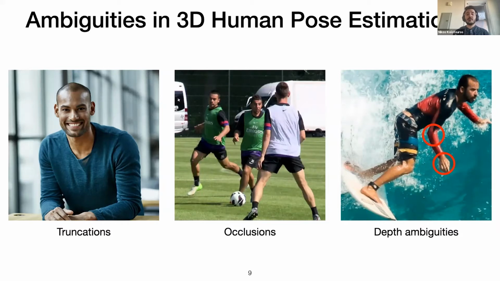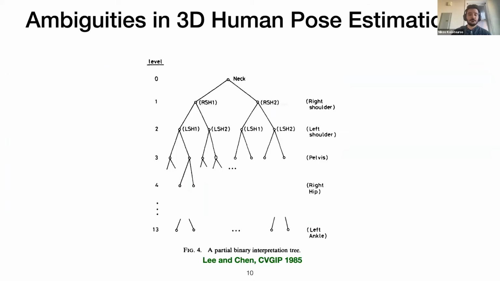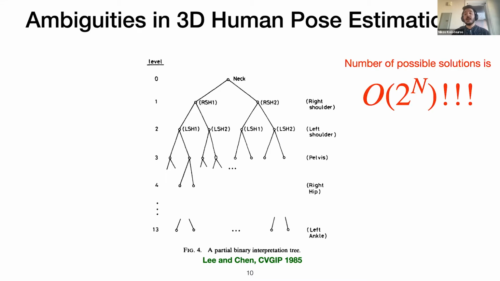To give you a better sense of the difficulty of the problem, let's consider the last case, where we only have depth ambiguities. Conceptually, this is the easiest of the three. And let us also assume we have access to a body model like the ones I showed before. This figure is from the seminal work of Lee and Chen from 1985. What this shows is that given a body model with kinematic chain structure, the problem of lifting 2D landmarks to 3D has an exponential number of plausible solutions in the worst case. This is because for any parent-child joint, there are two configurations that achieve the same projection.